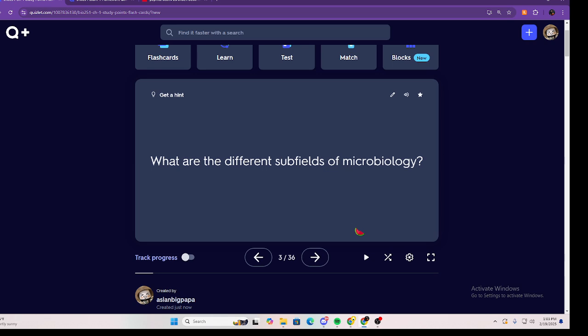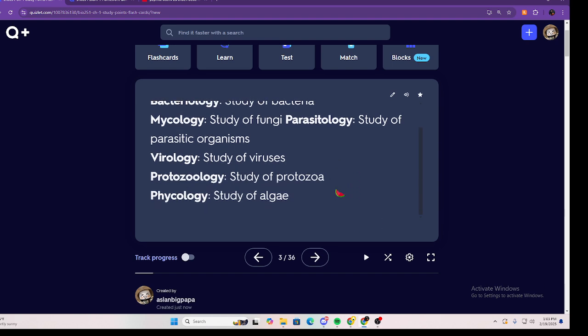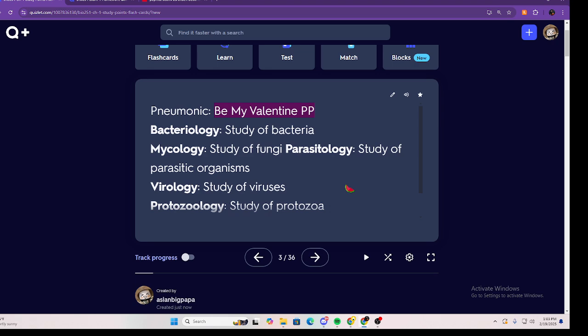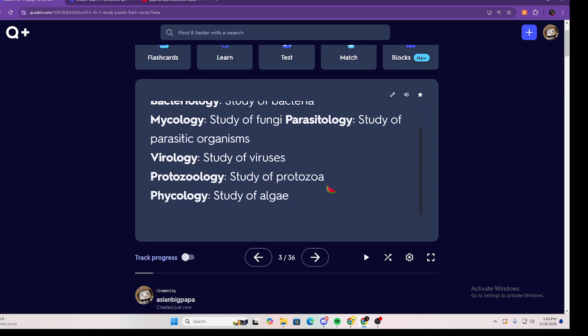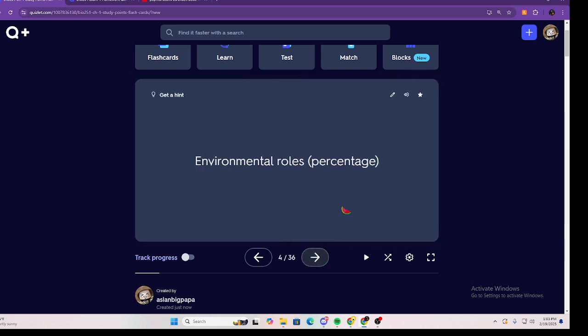So, what are the different subfields of microbiology? My mnemonic is Be My Valentine PP. That's kind of crazy, but it stands for bacteriology, mycology, parasitology, virology, protozoology, and phycology. The ones you really need to know are bacteriology, mycology, parasitology, and virology. Basically, the study of bacteria, the study of fungi, the study of parasitic organisms, and the study of viruses.